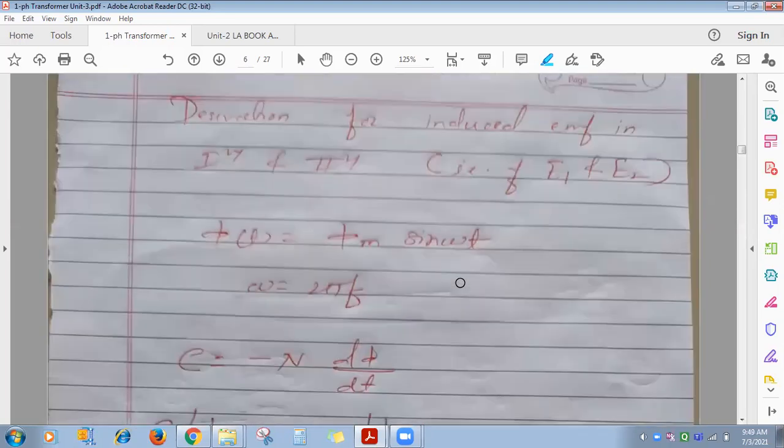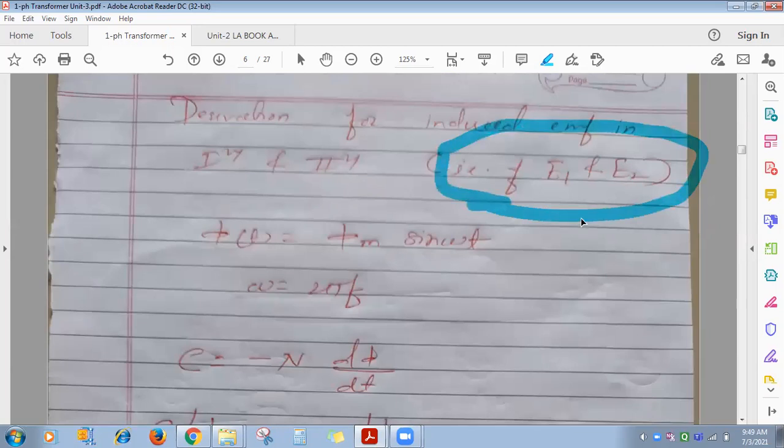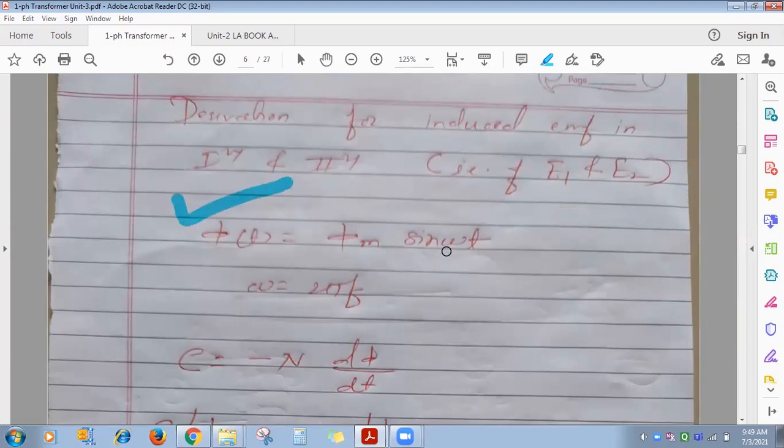Now see here, E1 and E2 mean RMS values. Capital E1 I have written, capital E2 I have written. The applied voltage is v(t) = Vm sin(omega t), a single phase AC voltage. So whatever flux flows through the core will also be sinusoidal and AC. So its expression I can write as phi(t) = phi_m sin(omega t). It has the same angular frequency. Omega is 2 pi f.